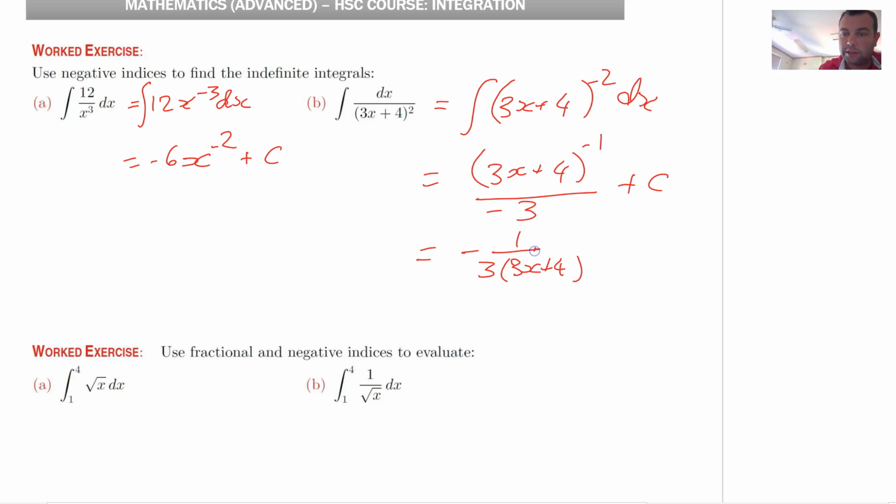There are a few different ways we can express that. We can put the negative up here or down here. I mean, really, this is not wrong. But this is closest to the format we're given the question in. That's usually a good indication of how you should provide your answer.